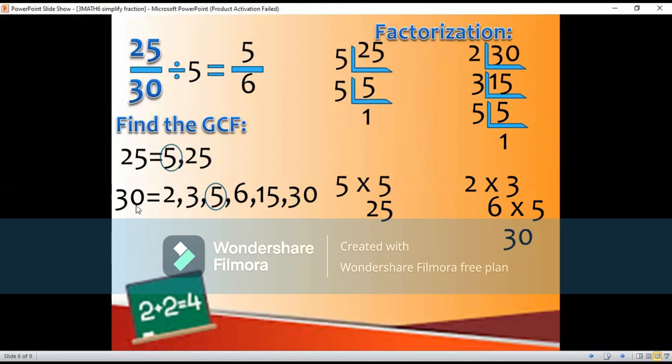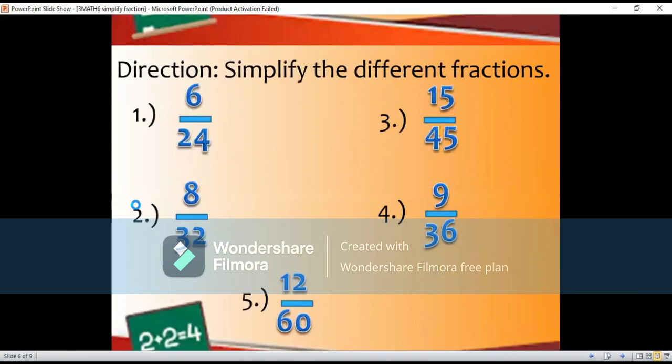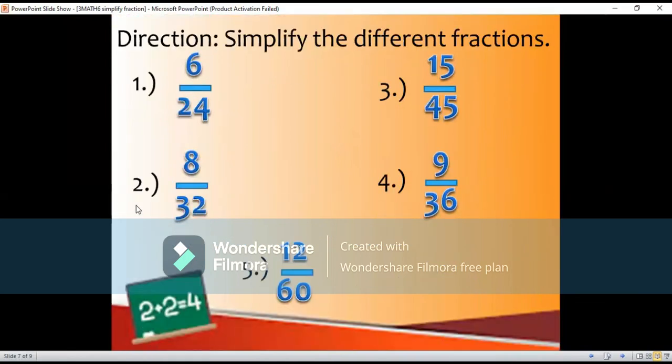Now, did you get it, class? I think you already know how to find the GCF and also to simplify the given fractions. So if you already know about it, let us now proceed to our exercise. So this is the direction. Simplify the different fractions. So I will give you 15 minutes to answer the following 1 to 5. Begin now.